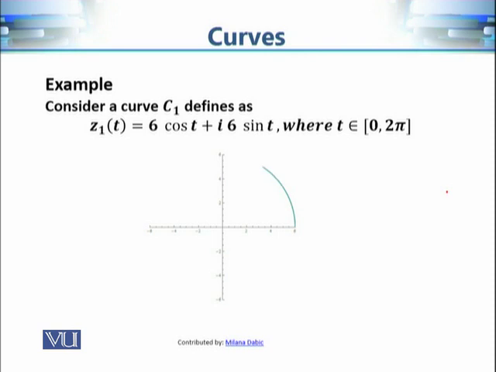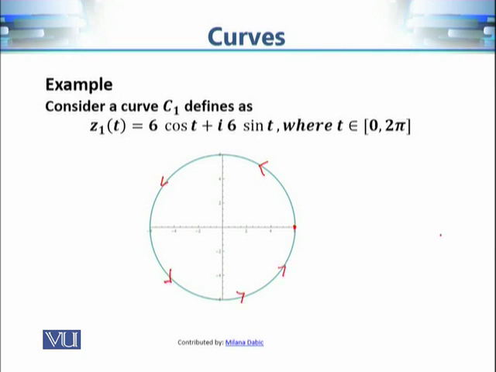So when we start from t is equal to 0, we get different points on the circle, and when we move on, we get more points on the circle, and when we take t is equal to 2 pi, we arrive back at the same point. So we travel in this direction.